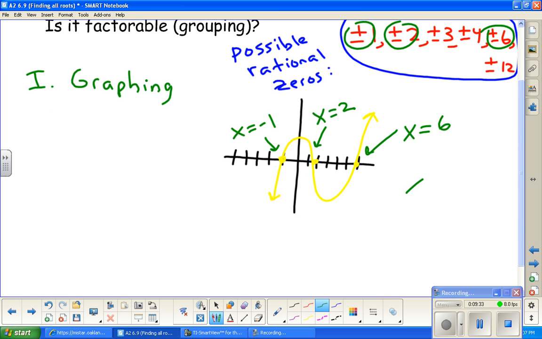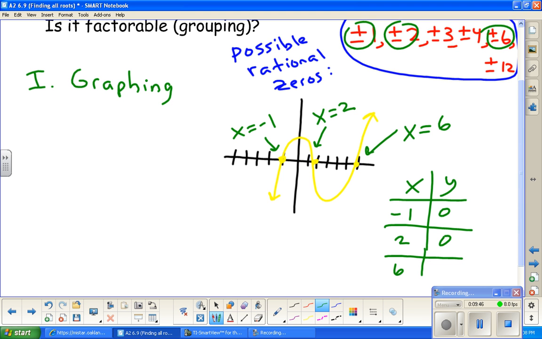Okay, like you could show me an XY table and show me when X was negative 1, the Y value is 0. That'd be a good way to check your work on your calculator. Pull the table up. Show me when X was 2, the Y value was 0. And when X was 6, the Y value was 0. So that's all the work I would need to see on that.